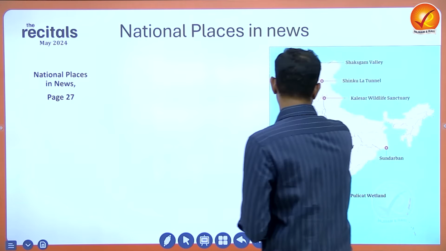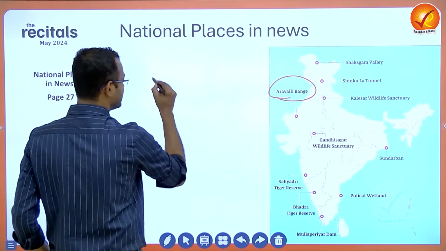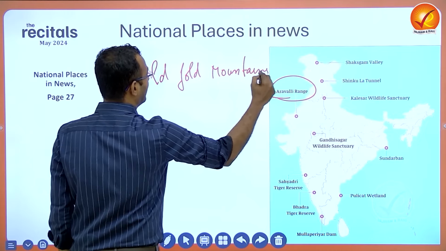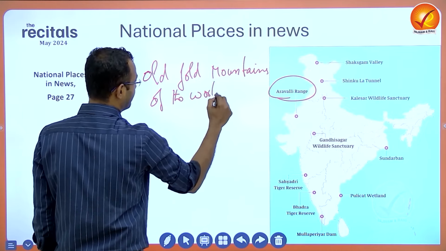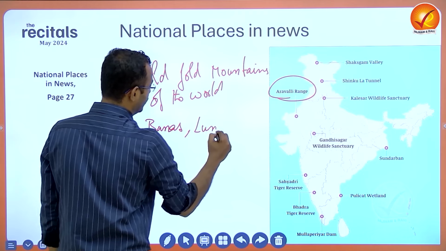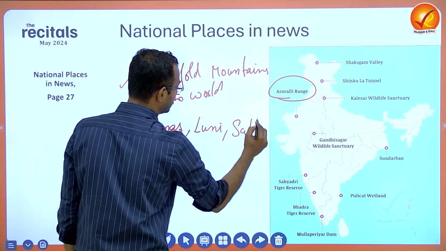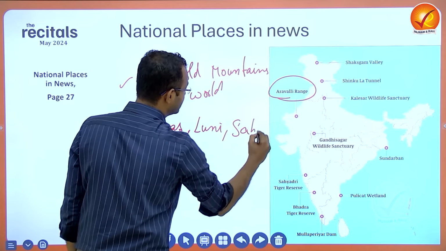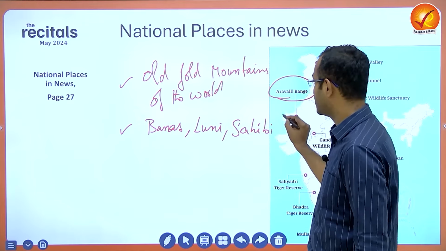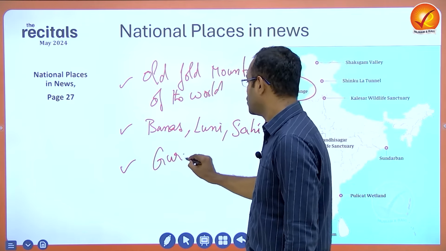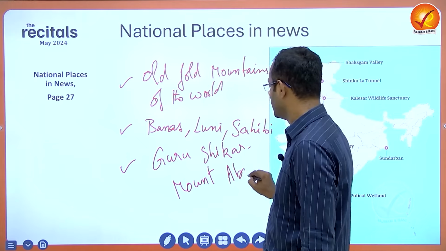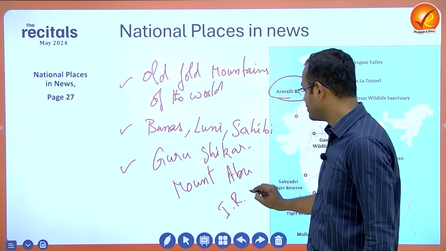And the last point for India mapping for the May month is the Aravalli Ranges, one of the oldest fold mountains of the world. Two important rivers include Banas, Luni, Sahibi. Some maps write it as Sabi, some write it as Sahibi. Sahibi River, three important rivers. And the important peaks include Guru Shikar and Mount Abu.